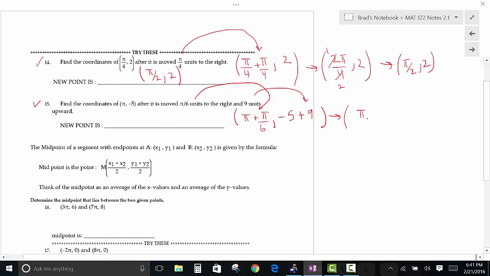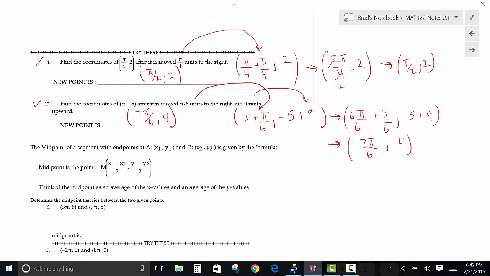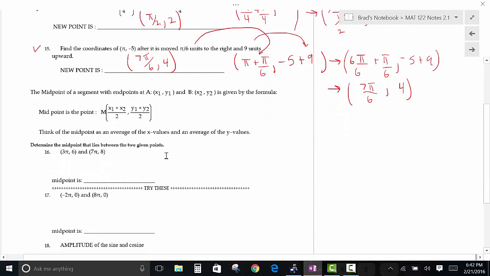Okay, well, we could get a common denominator of 6, so we're going to just change pi to 6 pi over 6, add pi over 6, and then we're going to do -5 plus 9 to get the answer. So the final transformation would be 7 pi over 6, and then 4. Okay, so that is your solution, 7 pi over 6, comma 4 is your new point. If you make something get bigger to the right, you add to the x value. If you make something get bigger in the y value, you add. Very simple stuff to do.